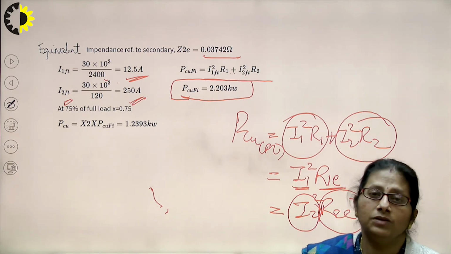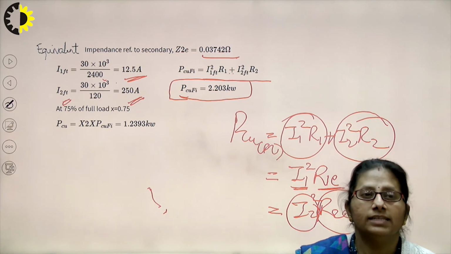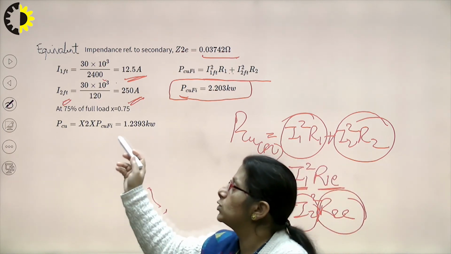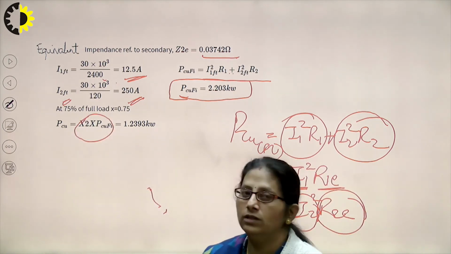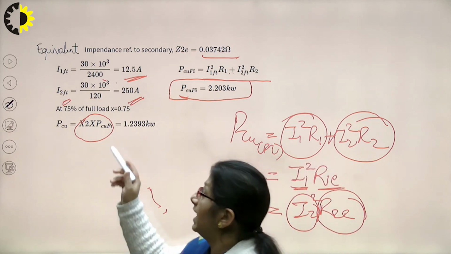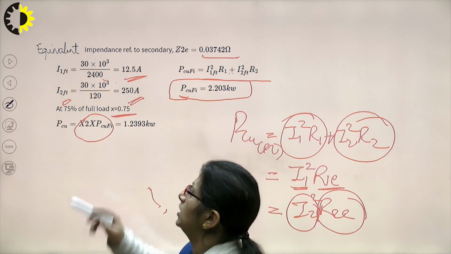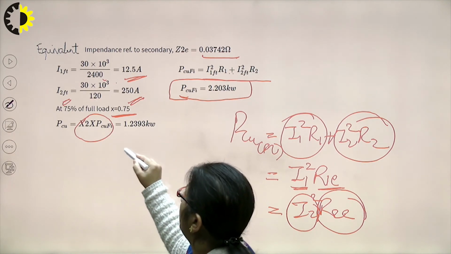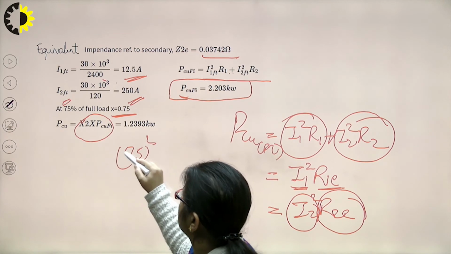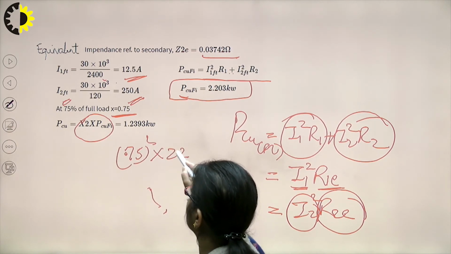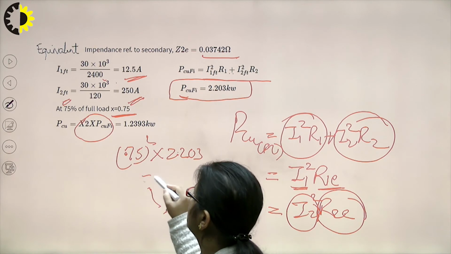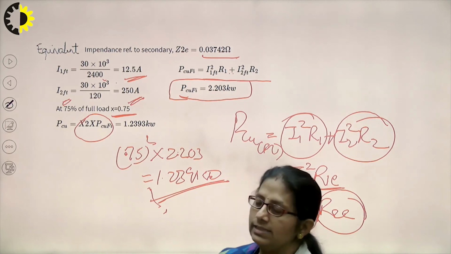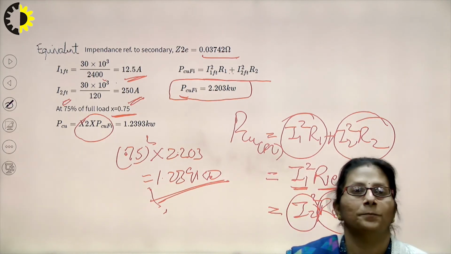So, if the load has been reduced to 75%, what is going to happen with the losses? In that case, the losses will also vary according to the square of the load, right. So, if the load has been changed to 0.75, then the losses would be 0.75 squared multiplied by the full load losses, that is 2.203 kilowatt, which gives me 1.239 kilowatts. So, these would be the copper losses at 75% of the full load.